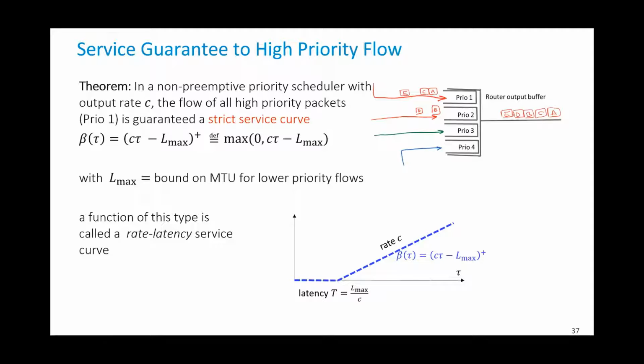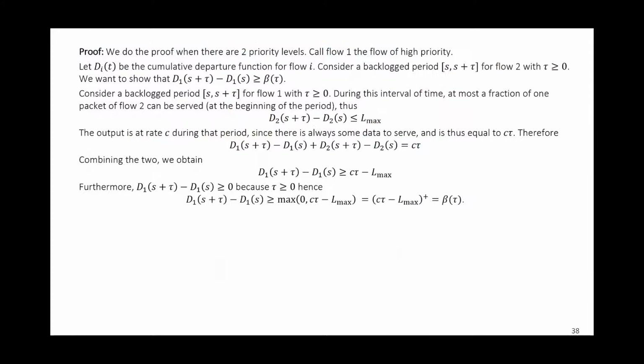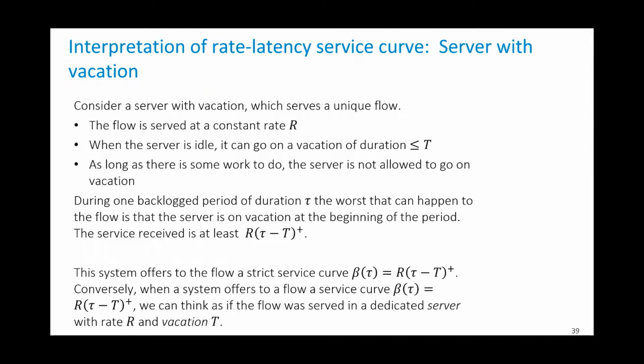So that's our first example of a strict service curve that is not completely trivial, and that makes exact sense of what it means. The high priority traffic is guaranteed a rate C, but there is an impact of latency. The true guarantee is a rate C shifted by an amount T. The proof is in the lecture notes, but I won't go through it. If you're interested, you can go through it. It's all elementary math, so the proofs are easy to do.